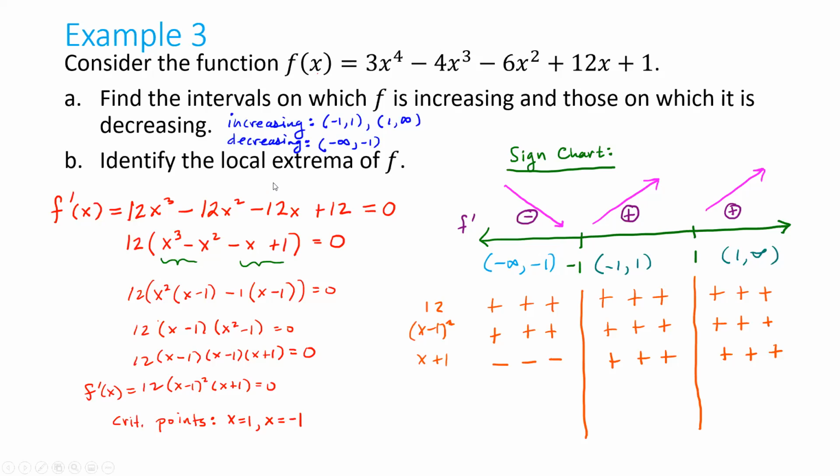So what about the second question? Identify the local extrema. What would you guys say there? -1 would be a local minimum. Very good. Because we noticed there it changes from decreasing to increasing. So the point where it changes will be our local minimum. Good, so we have a local minimum at x equals -1.